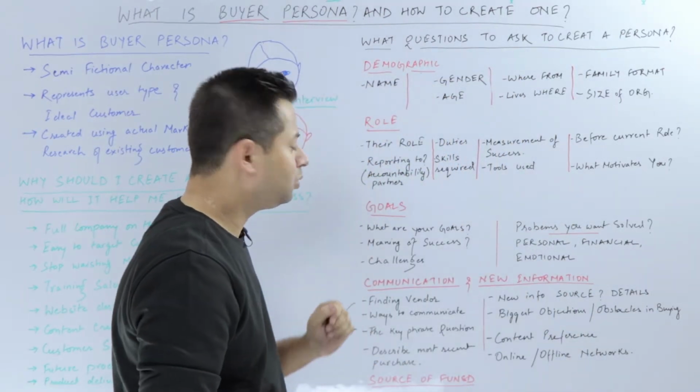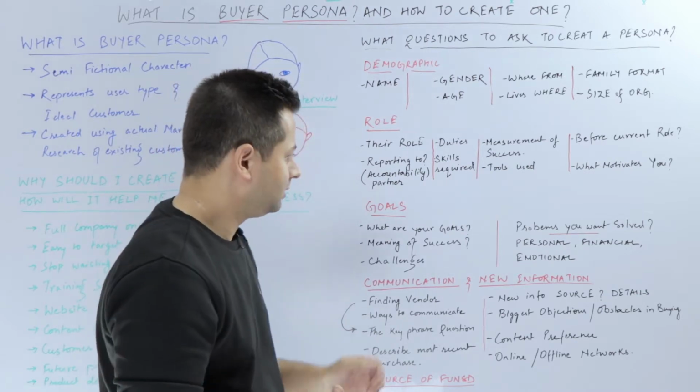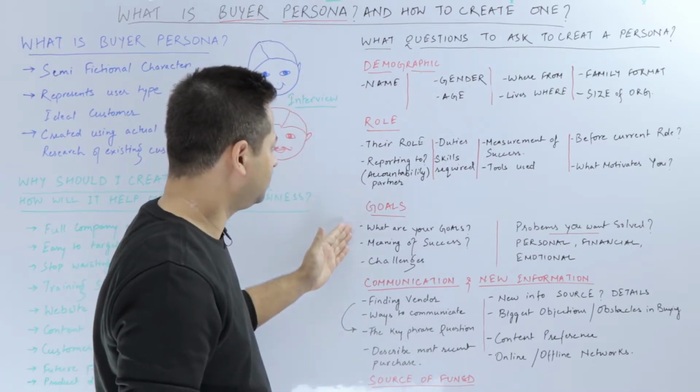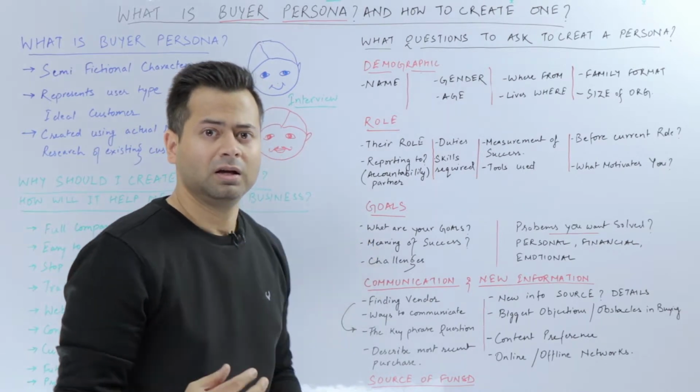Next, what are the goals? What are his present goals? See, these are the things. What are the present goals? What success means to this person?